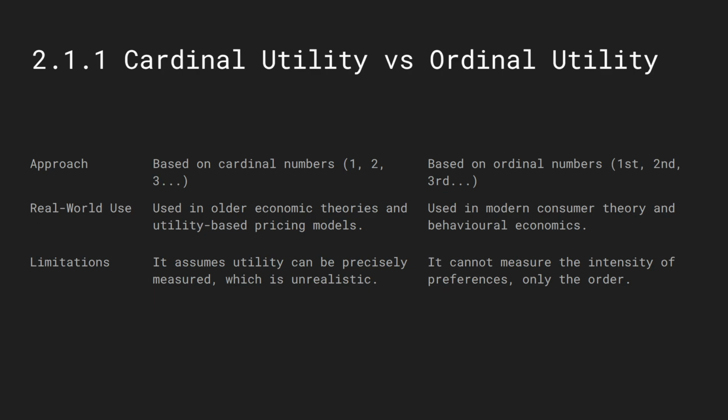So the limitation is here for cardinal utility. It assumes utility can be precisely measured, which is unrealistic. And for ordinal utility, it is more realistic to say it cannot measure intensity of preferences, but only the order.